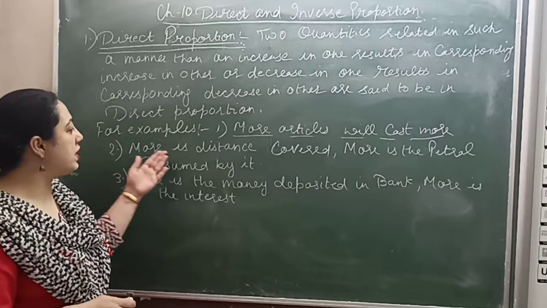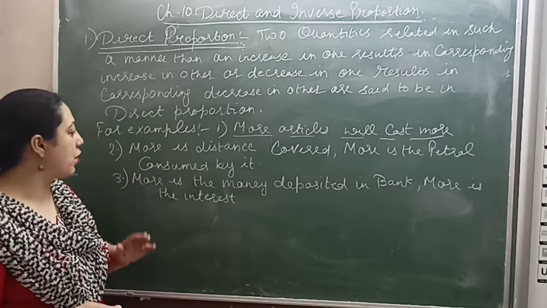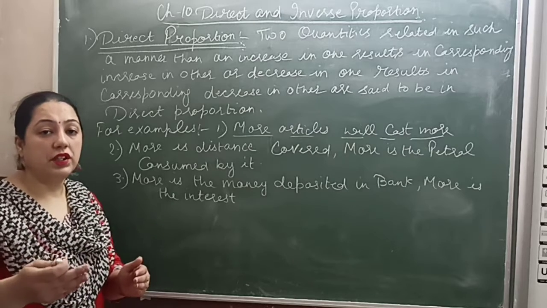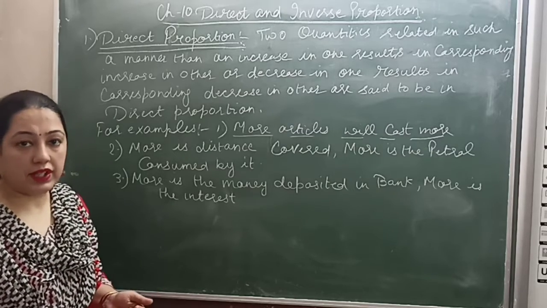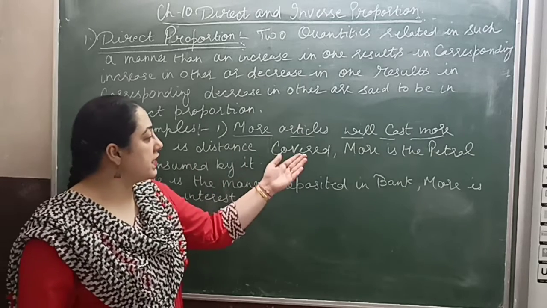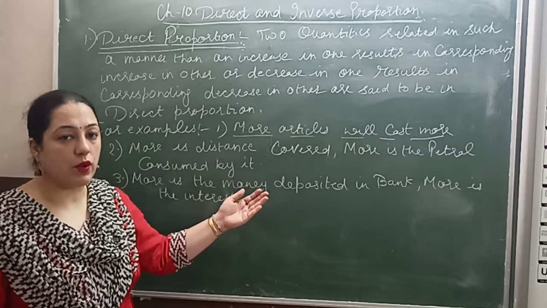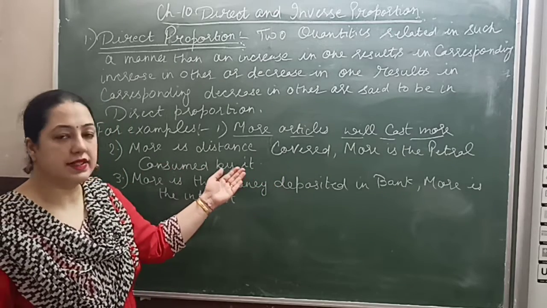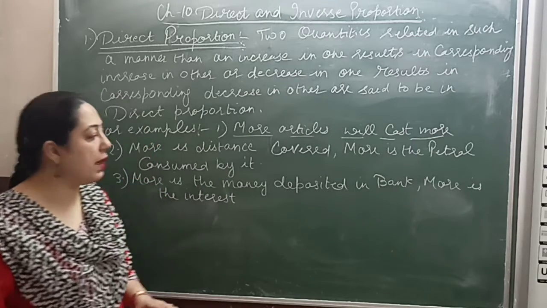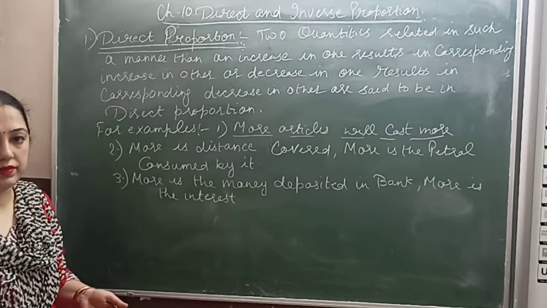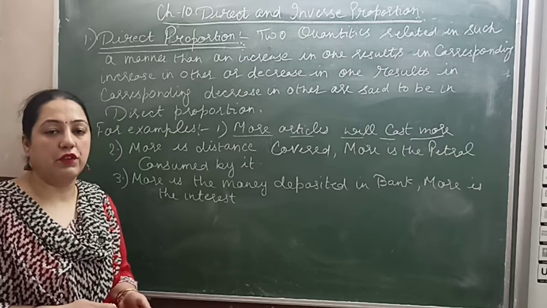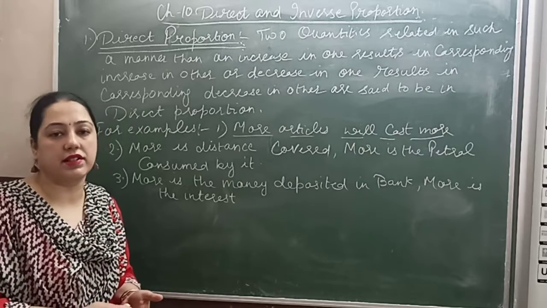Second example is, the more the distance covered, the more the petrol consumed. Whenever you go from one place to another, you need petrol in order to drive some vehicle. And if you have to cover more distance, then more petrol is required. So this type of variation is a direct variation. And the third example is, the more the money deposited in the bank, the more the interest. If you deposit more money, then you will get more interest. And if you deposit less money, then you will get less interest.